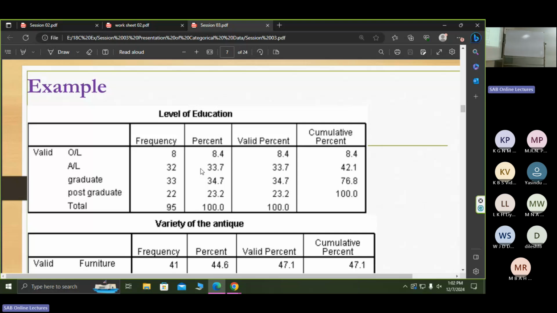Then the valid total is 95. Then we move on to calculate the valid percentage. We consider the valid responses, which means we take the total as 95. Understood? In this example, the percentage and valid percentage columns are the same. Fine. What is the reason for that? What is the reason for that?